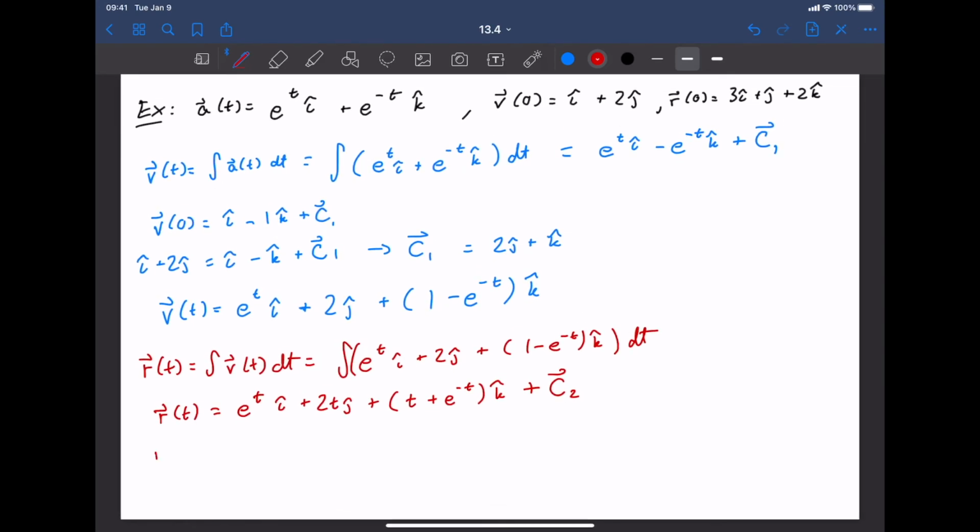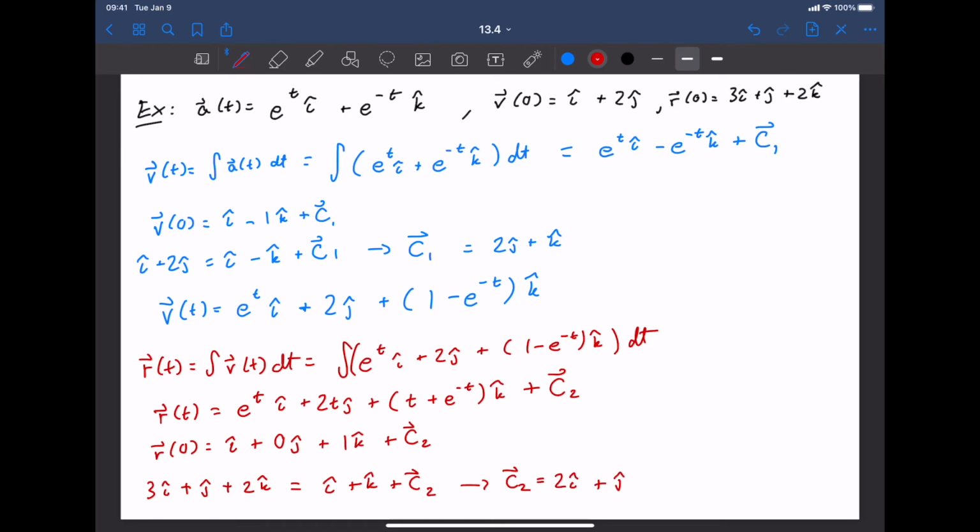So r of 0, if I plugged in 0 to all of this, I'm getting i hat plus 0 j hat, just to be clear, plus 1 k hat, again, plus c2, the adjustment factor. And if we plug things in correctly, that means 3i plus j plus 2k. So it's i plus k plus c2. Which of course shows us that c2 is 2i plus j plus k.